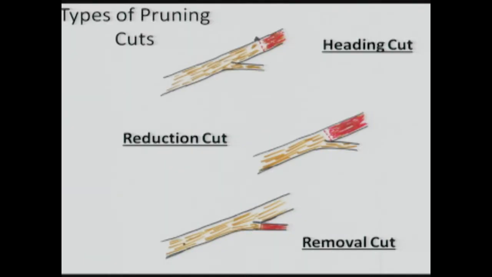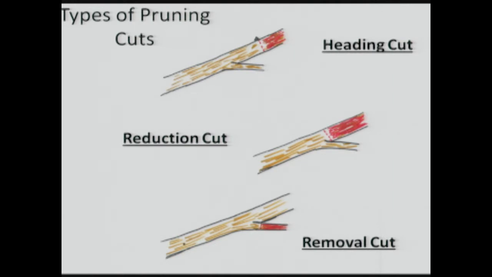So, taking a step back, discussing what a collar is, if we think about a branch union, there's only so many ways it can be configured, right? Either we have a situation where a large branch meets up with a small branch, a parent branch and a lateral branch, and we prune off the smaller branch. Or in that same situation, we could prune off the larger branch and leave the smaller branch. That's a reduction cut. Or if they're equal size and we prune off one, that's also a reduction cut.